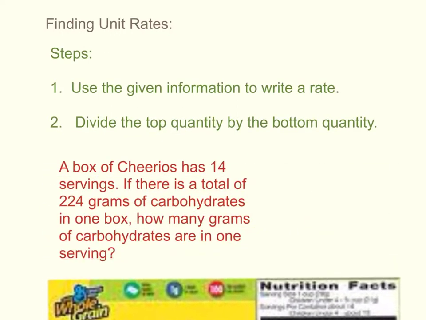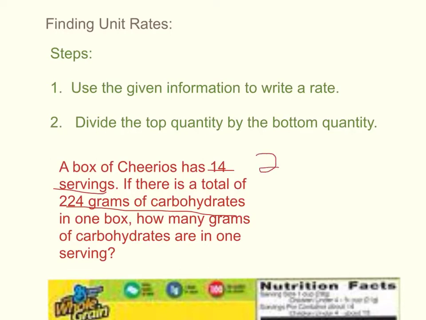Now let's try an example together. A box of Cheerios has 14 servings. If there's a total of 224 grams of carbohydrates in one box, how many grams of carbohydrates are in 1 serving? Well, I know I need to start off by using the information I have to write a rate. I know that I have 14 servings per box, and there are 224 grams of carbohydrates. So I want to find out how many grams of carbohydrates are in 1 serving.